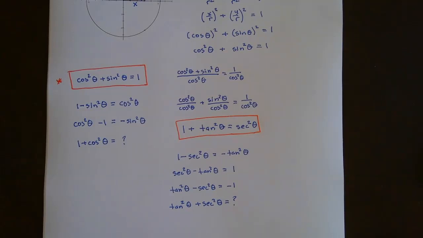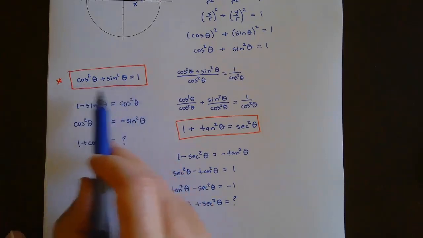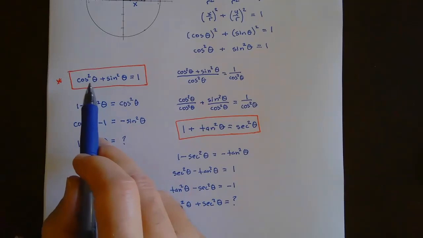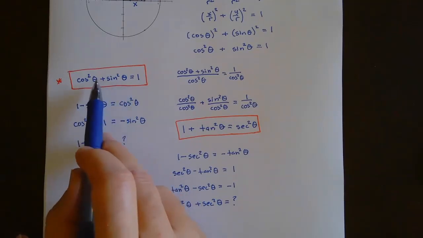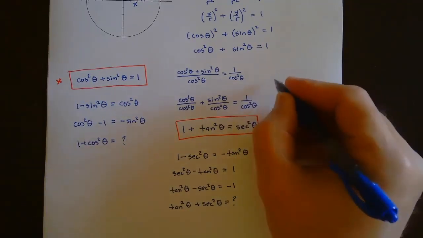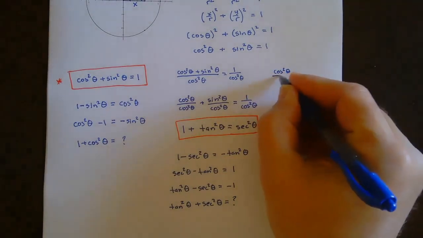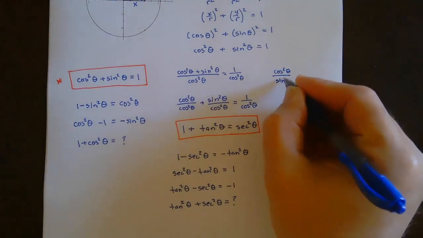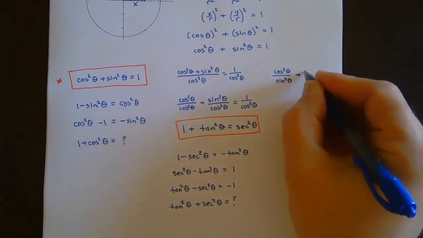Well, what if we divided both sides by sine squared theta, okay? So if we divided both sides by sine squared theta, and here's where I'm gonna start doing this in my head, okay? If I divided this by sine squared theta, then I'd have cosine squared theta over sine squared theta, right? I'd have cosine squared theta over sine squared theta plus, and then I'd have sine squared theta over sine squared theta.